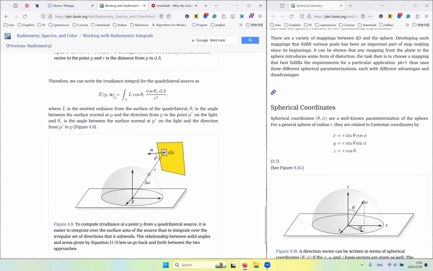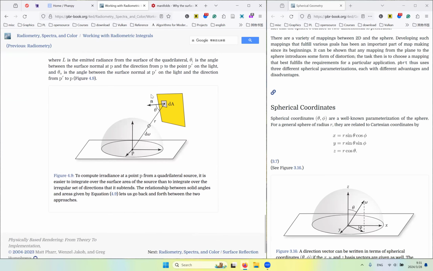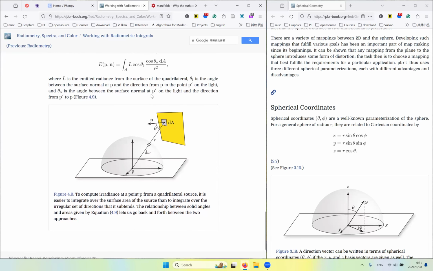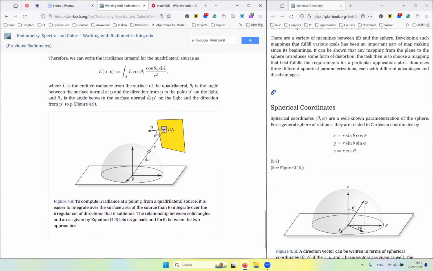So therefore we can write the irradiance integral for the quadrilateral source as this monster. But I can see why having the formula for a quadrilateral light source would be useful because, as it turns out, you can express a lot of shapes using a bunch of individual quadrilaterals.